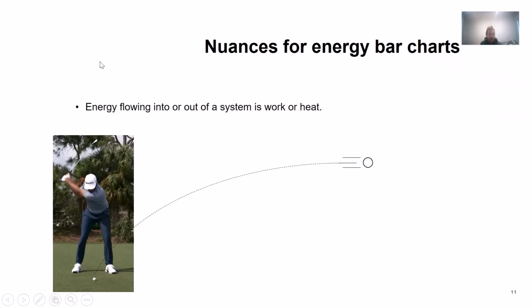There are some nuances. So one of the nuances is that when you have energy flowing into or out of a system, this is the idea of work or heat. And this is where this idea of a system comes in. So let's say we've got Dustin Johnson here, who's hitting a golf ball, and I want to look at my initial state with the golf ball on the ground, and then my final state when the golf ball is up high, at its highest point, but it's still moving.